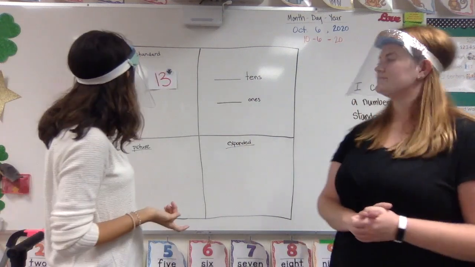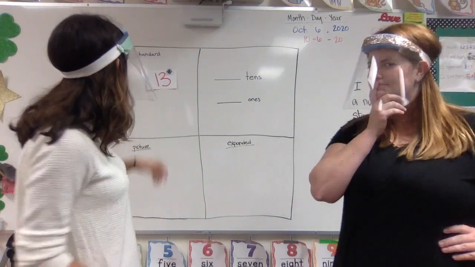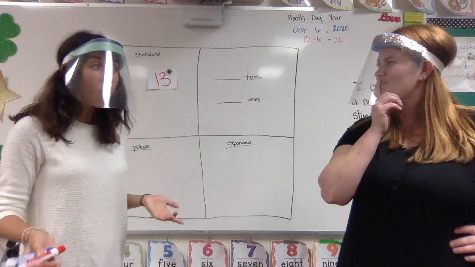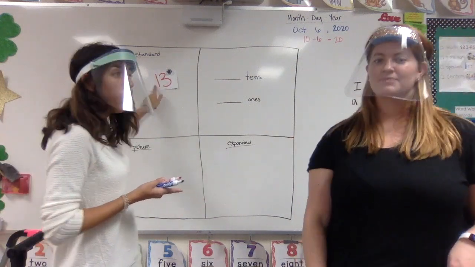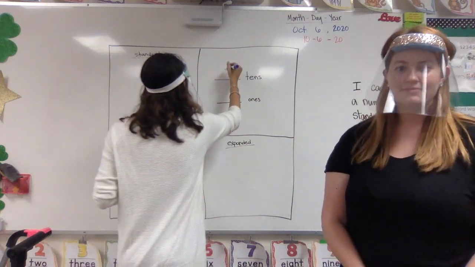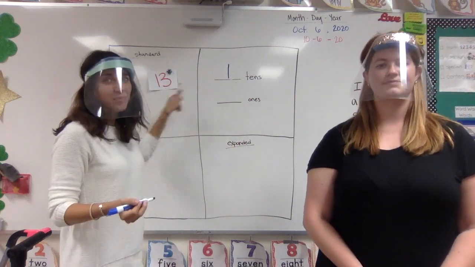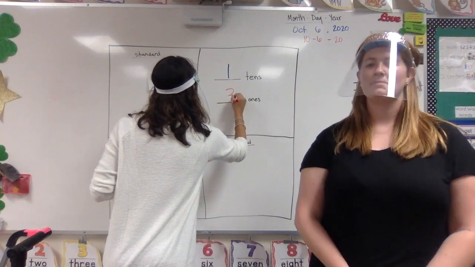Now, Miss Lime, I have to tell how many tens and ones are in the number 13. But I remember from the video, he told me that all of the teenage numbers have a 1 in the tens place. So I'm going to put my 1 in the tens place. And then if I have a 1 in the tens place, that means I would have 3 ones.